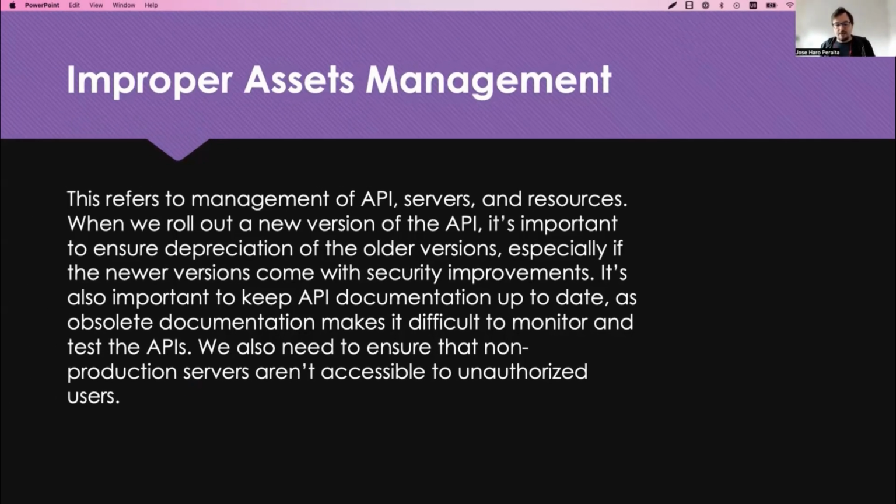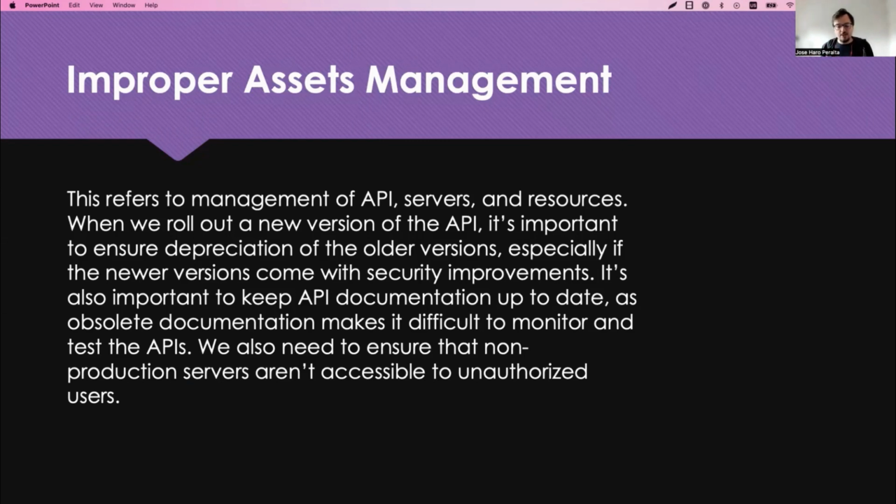Next one is improper asset management. So in terms of APIs, an asset is anything that allows us to interact with the API. It includes API versions, servers, and API endpoints. The idea here is that sometimes we are rolling out new versions of the API, or we are changing the endpoints, and we forget to deprecate or remove the previous endpoints or the previous versions.